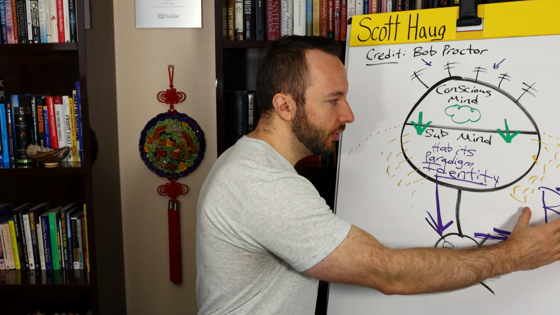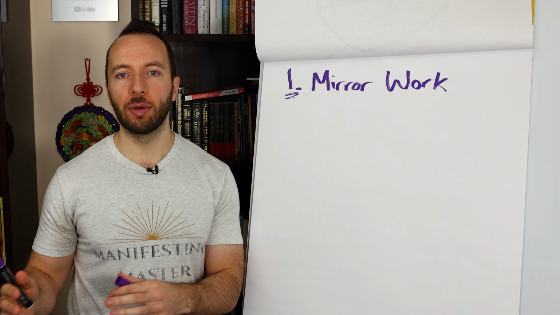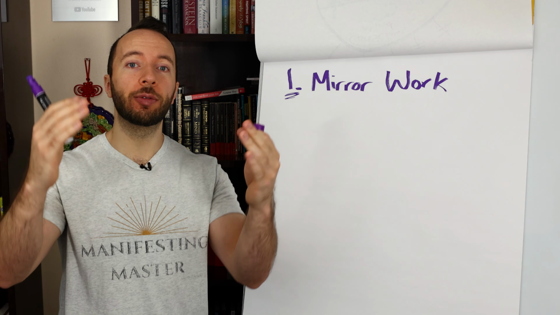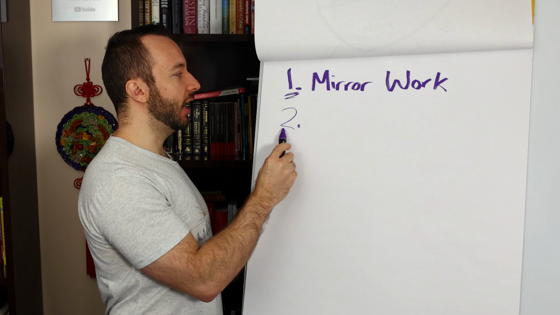So the mirror work is, you're going to say phrases in the third person, like Scott Haug is earning $50K a month. Scott Haug now is living in his dream home. You're going to say these phrases to you, from you, and it helps you really start to believe it because you're looking yourself in the eyes and you start to change your mind and thinking around it.